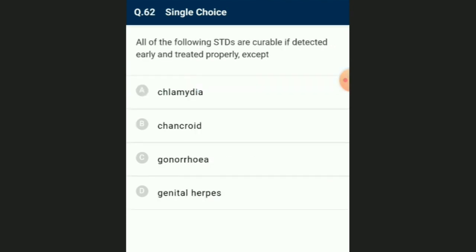Question number 62. All of the following sexually transmitted diseases are curable if detected early and treated properly except the sexually transmitted disease genital herpes. Other than genital herpes, gonorrhea, chancroid and chlamydia can be cured if detected at an early stage and treated. So the answer for this question is option D, genital herpes.